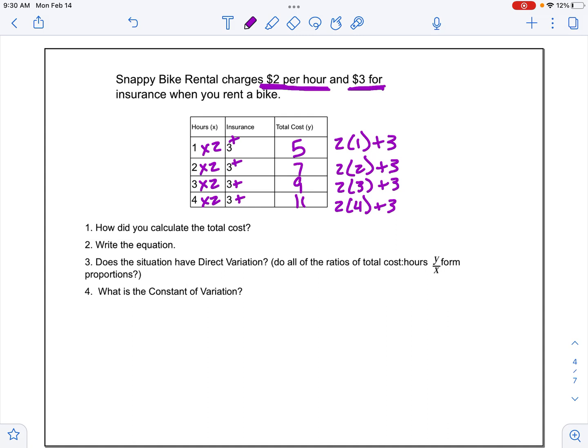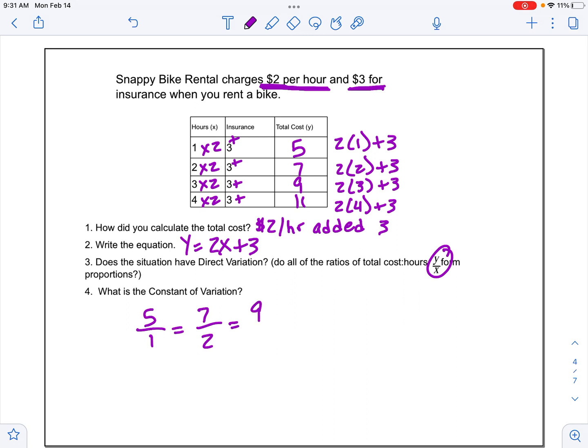So how did I calculate? I did $2 per hour, and then I added 3. So when I write the equation, what I really did is my y value is going to be equal to 2 times my number of hours plus 3. Well, let's see if this has direct variation in this y over x thing. So I have 5 over 1, 7 over 2, 9 over 3, and 11 over 4.